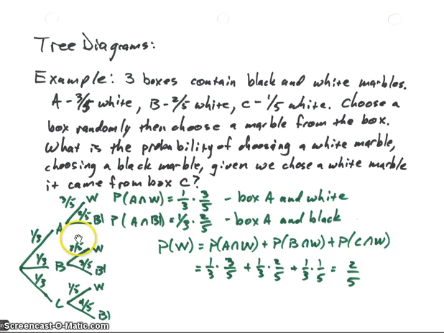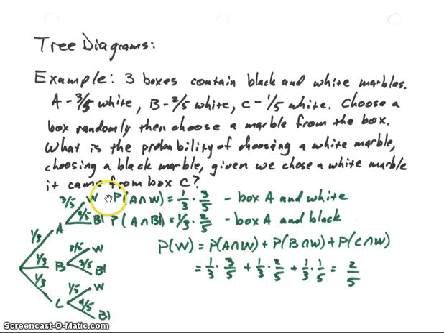A, B, C. Now if we've chosen box A, the probability that we will choose a white from A is 3/5. Therefore choosing a black from A will be 2/5. And we do that for each of the boxes. So for B it's 2/5 for white and 3/5 for black. Then C will be 1/5 for white and 4/5 for black. It's a little hard to see here. That's a 3 and that's a 2.